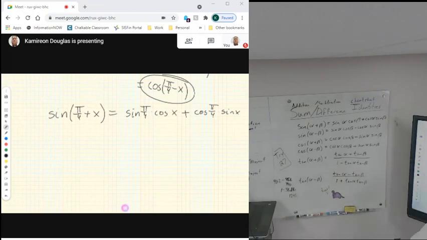Sine of pi over 4 is square root 2 over 2, times cosine of x, plus cosine of pi over 4, which is also square root 2 over 2, times sine of x.